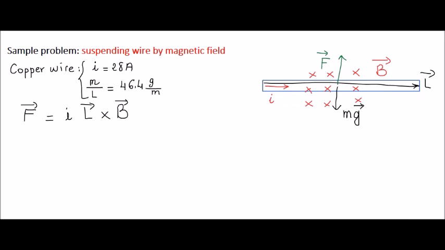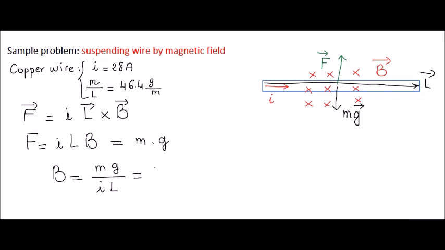Now, what is the magnitude of this field? What is the magnitude of the force? That's I L times B, because in this schematic I choose B to be perpendicular to L. The angle between them is just 90 degrees, and sine of 90 is just 1. This force has to be equal to mg, where g is gravity. From that I can get the magnitude of B, which is mg over IL.